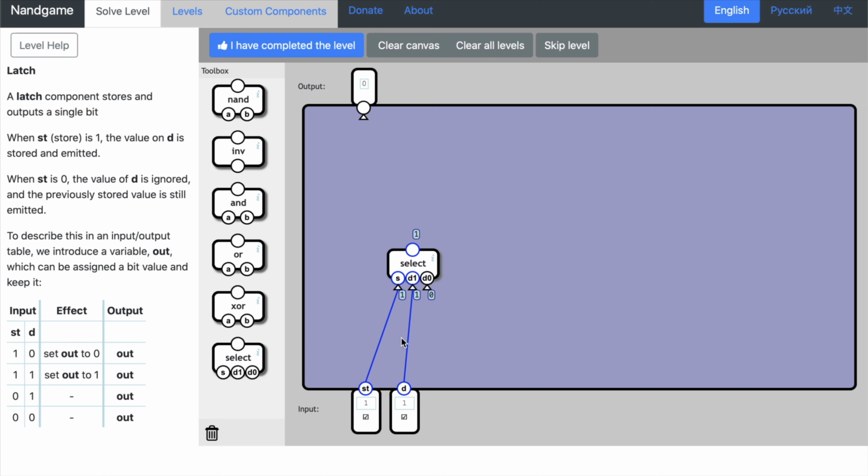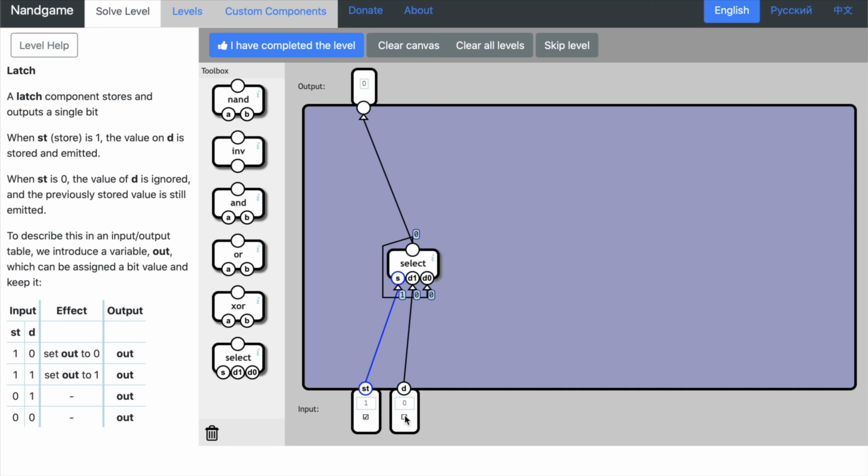A little bit of a graphical bug there. You can see here that that is being emitted. Now the tricky bit is that if store is 0, we don't want this to be 0. We want it to be whatever was previously stored. To accomplish that behavior, we're going to take the output of this mux and wire it back into the mux itself. And so I think this will do that.